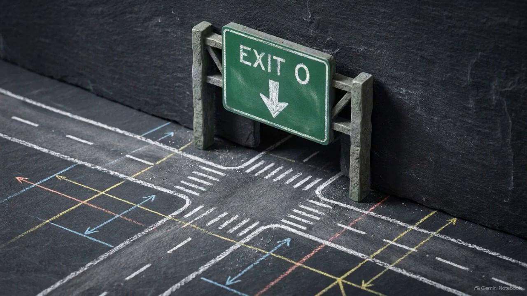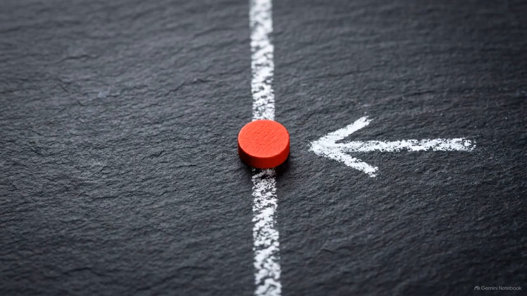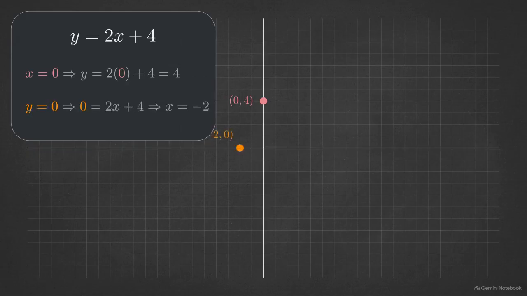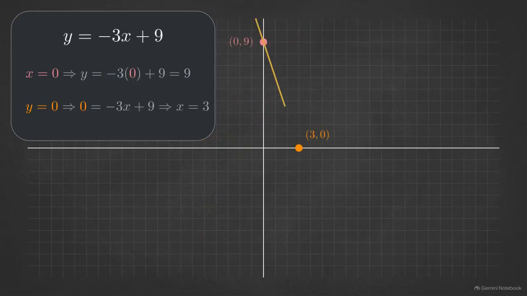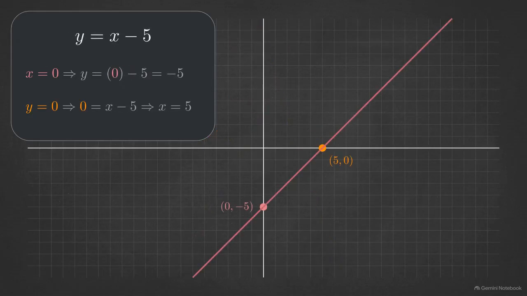Think of these crossing points as highway exits, or intercepts. To find where a road exits onto the horizontal x-axis, you set your y value to 0. To find the y-axis exit, you set your x value to 0. Take the road y equals 2x plus 4. If we make x 0, it hits the y-axis at 4. If we make y 0, it hits the x-axis at -2. We can do the same to find the exits for -3x plus 9 and x minus 5.